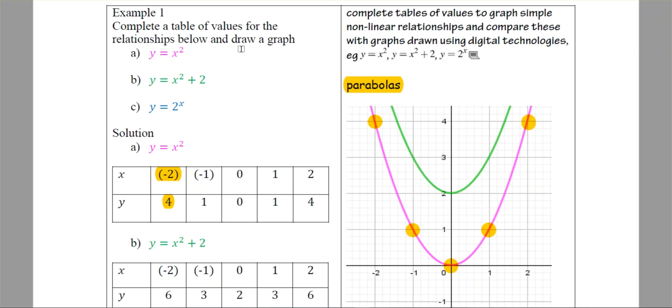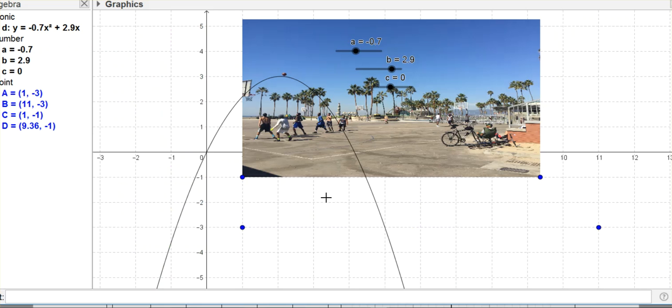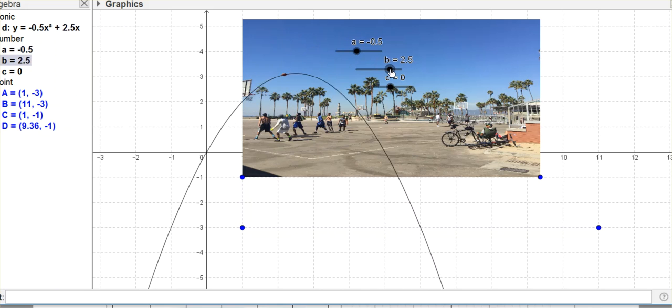So we do need to be able to use the table of values to graph simple nonlinear relationships. And I'll go through how to do it in GeoGebra as well. Before I do, you can see here there's a picture of this basketballer shooting the ball, trying to get it into this hoop. I actually took this photo and I can tell you that he did make it. So with GeoGebra, we can move the parabola around until it actually matches up to the formula. And that's what mathematicians tend to do.